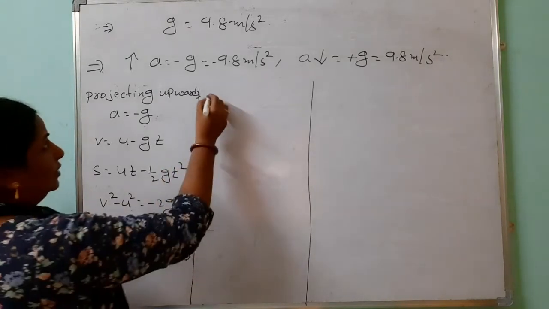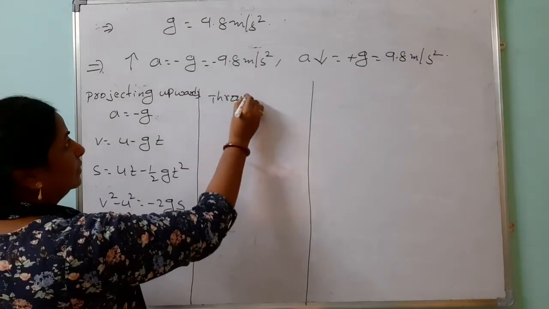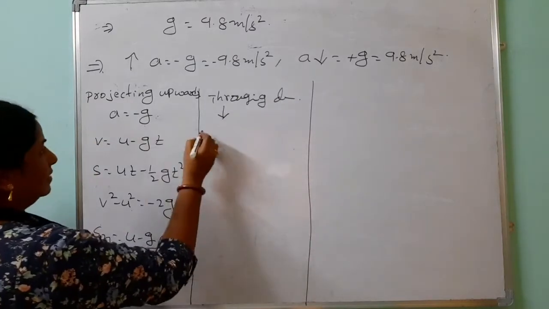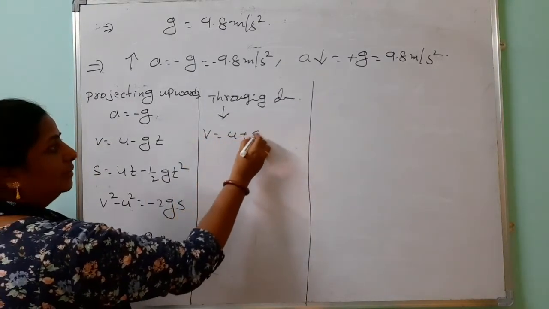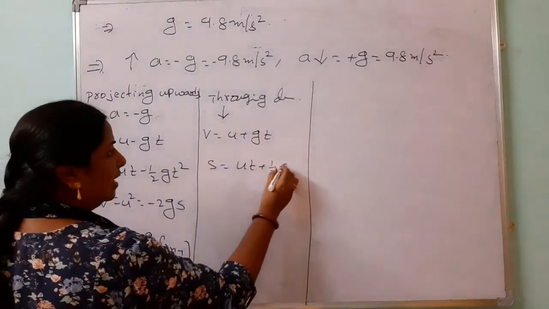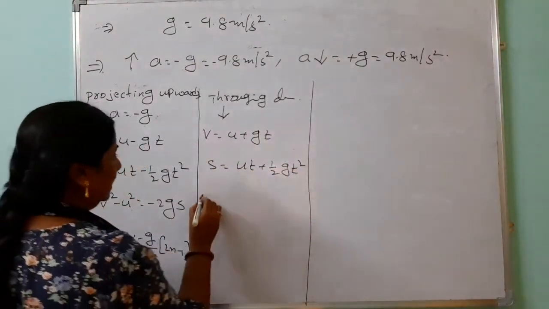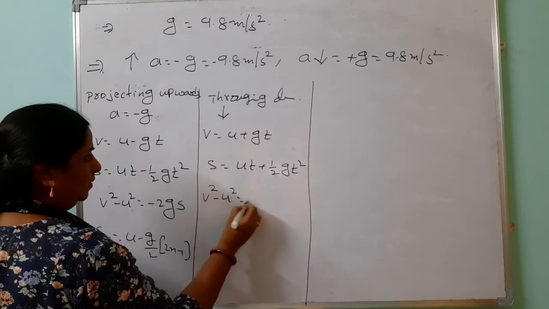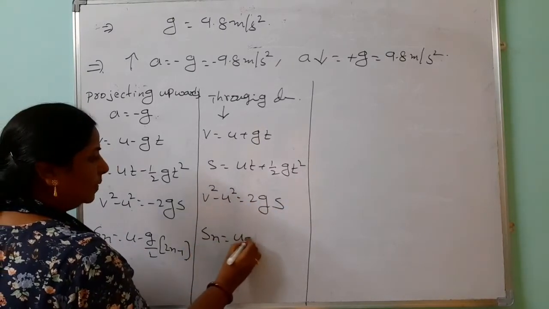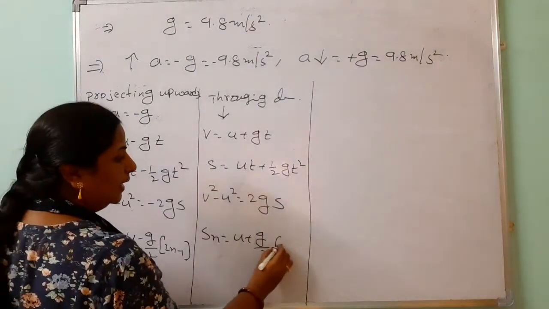Second condition, throwing downwards. Then V equals U plus GT. S equals UT plus half GT square. Then V square minus U square equals 2GS. Then Sn equals U plus G by 2 into 2n minus 1.